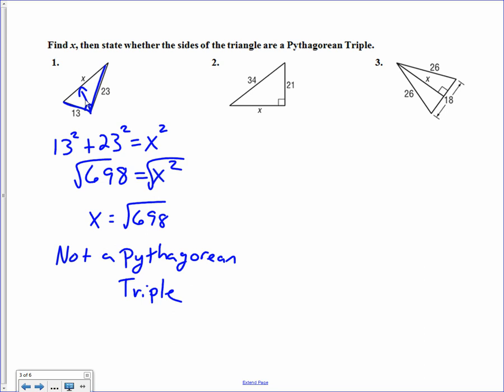All right. On number 2, we have our right angle. Across from it is the hypotenuse. That has to be the long side. That's the side that goes by itself in the Pythagorean theorem. So we have x squared, which is a side, plus 21 squared equals 34 squared.